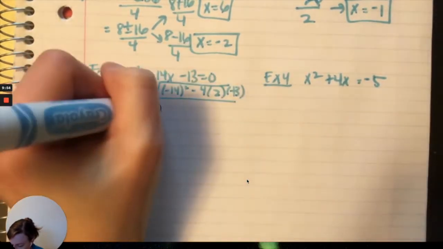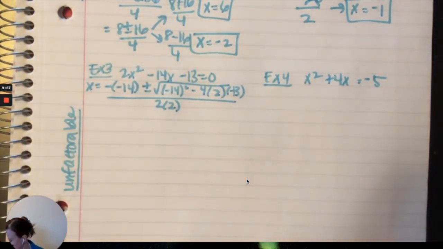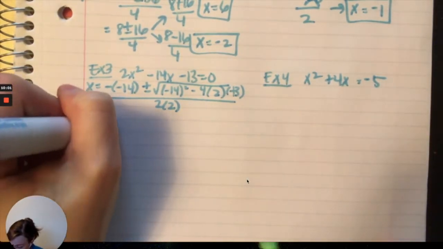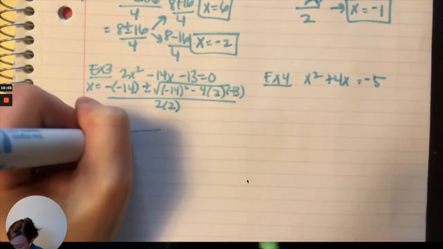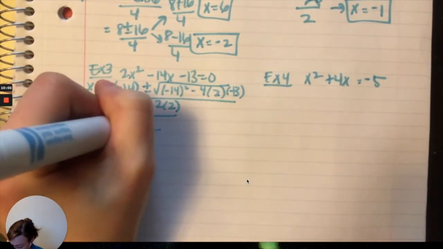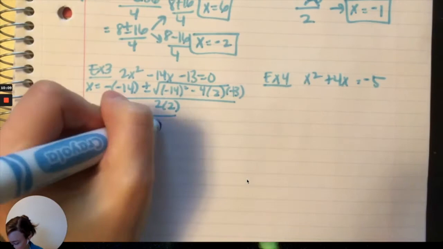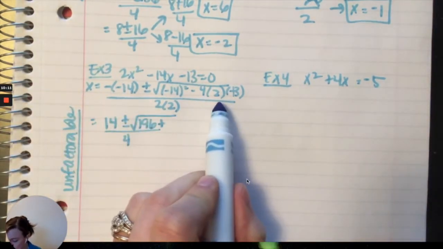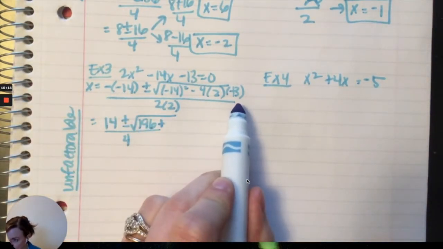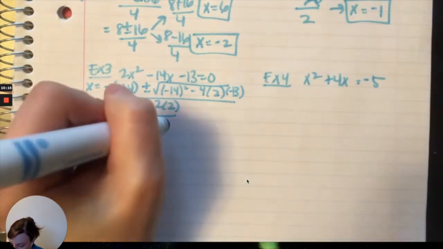All divided by 2a. Pause it, try it on your own. Okay, so let's say 14 plus or minus, it's all going to be over 4. That is going to be 196. Again, know your perfect squares. Positive, because it's 2 negatives. 4 times 2 is 8. 80 plus 24 is a 104.